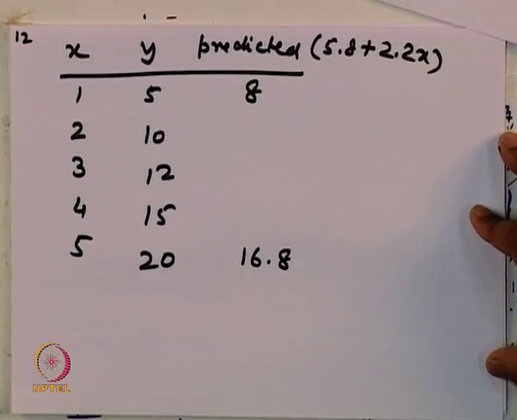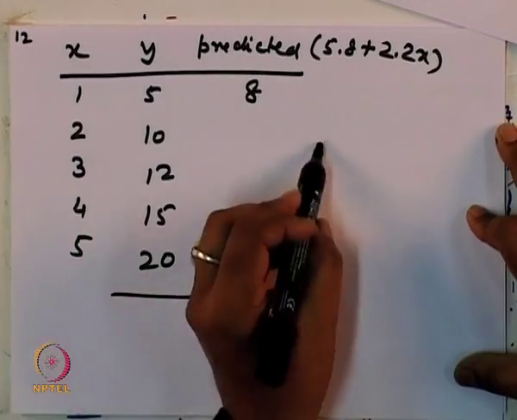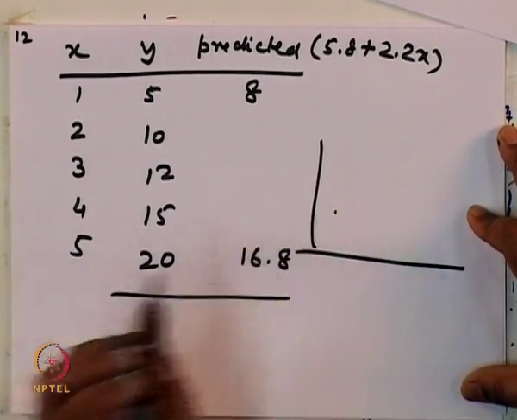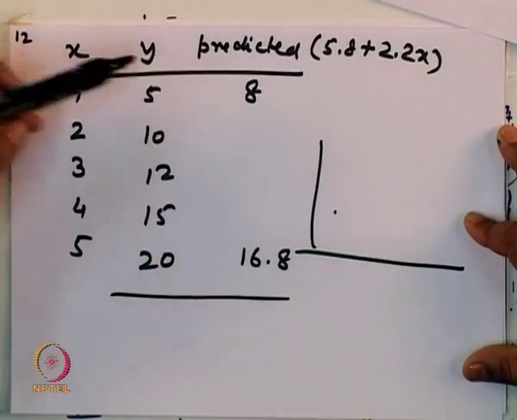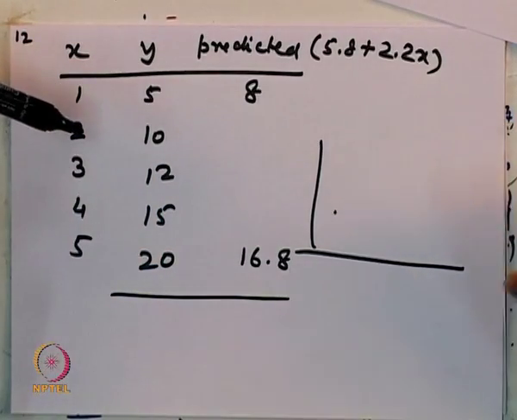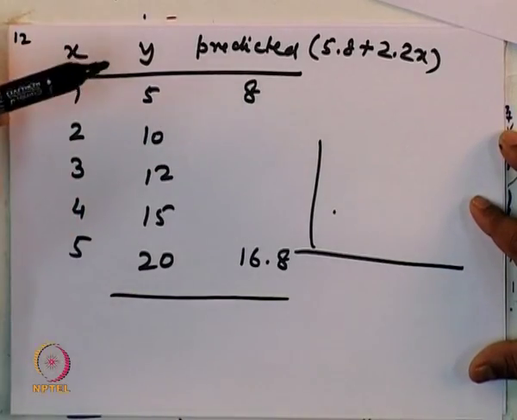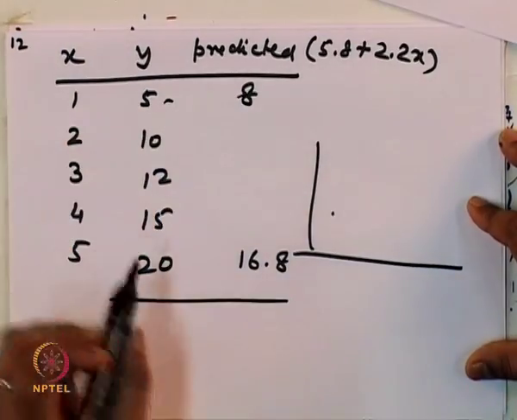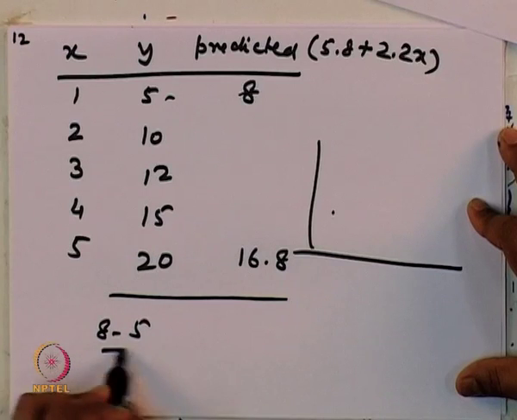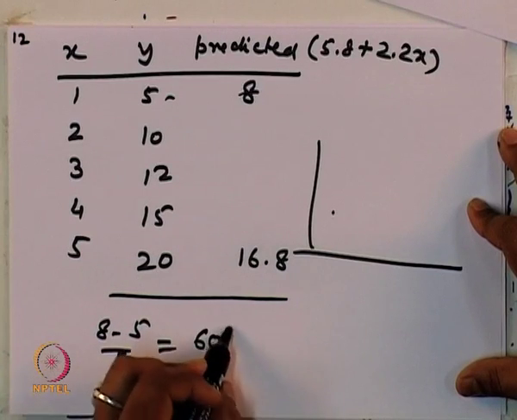Okay. So, what you see here is the way our points are. So, if you see the percentage of error, this raises one important point. If you see the percentage of error, here you are off by 8 minus 5 by 5, which is equal to 60% error.